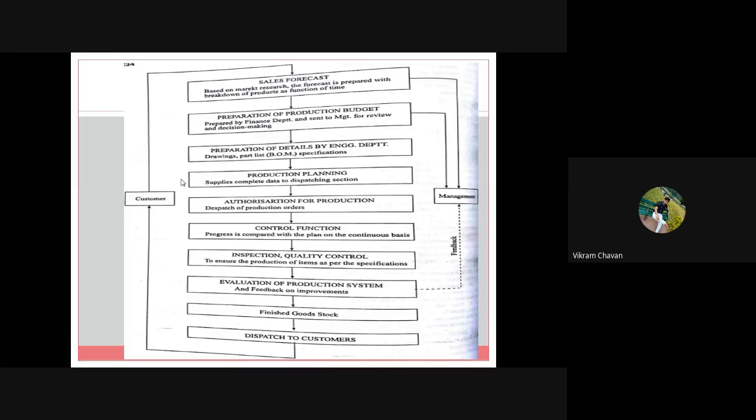If in future you attend any interview in a manufacturing industry, they will ask what is meant by production procedure or what is meant by production cycle. Then you should be able to answer this question by using these particular steps.